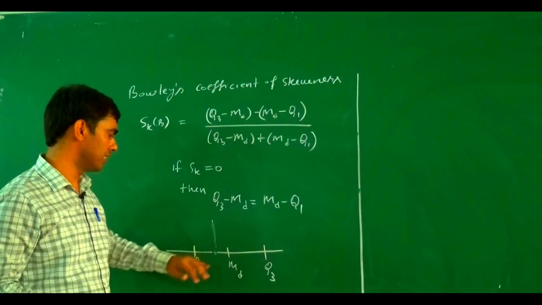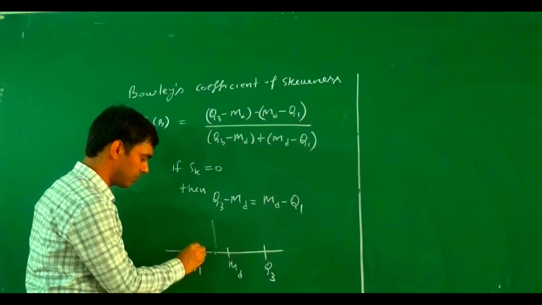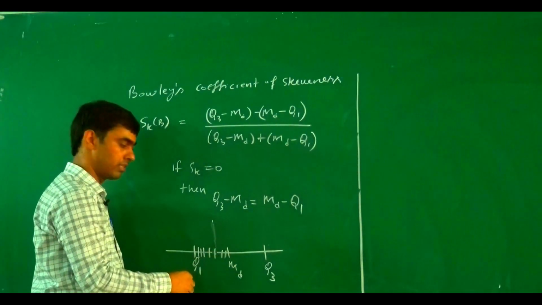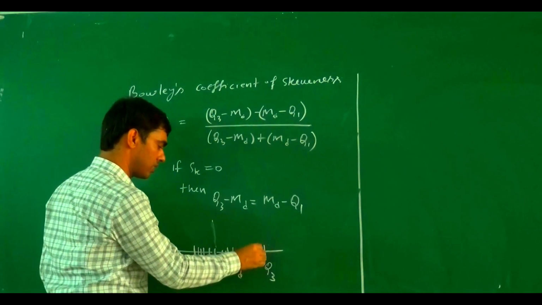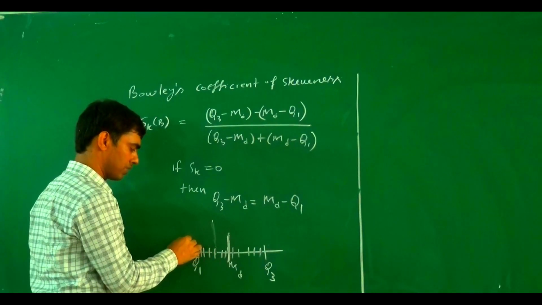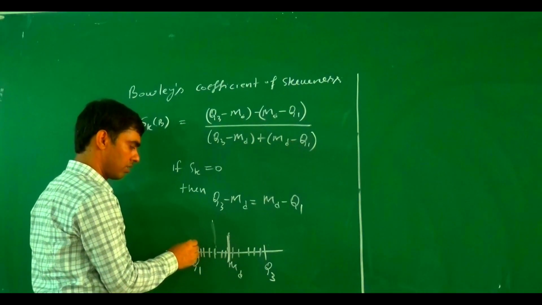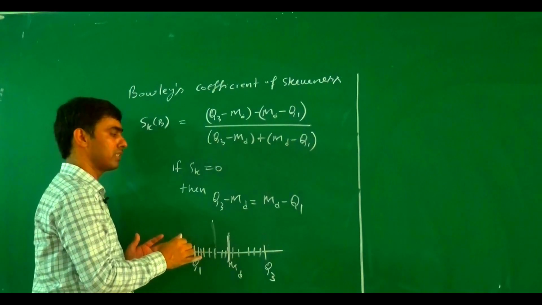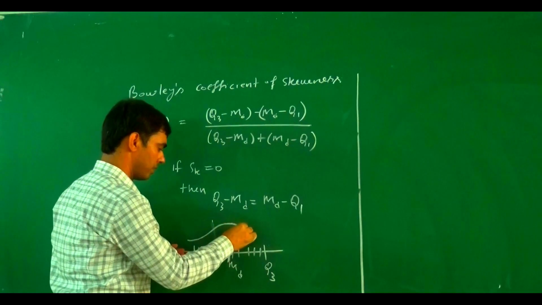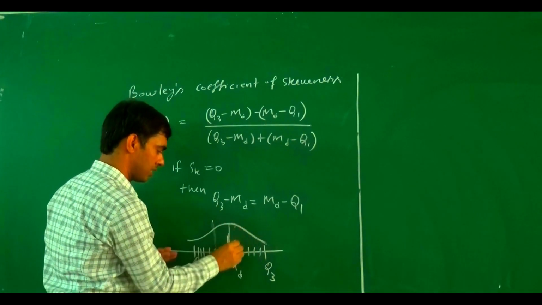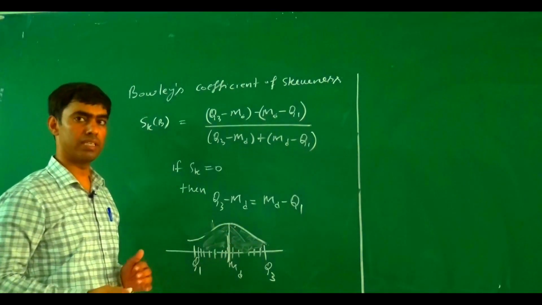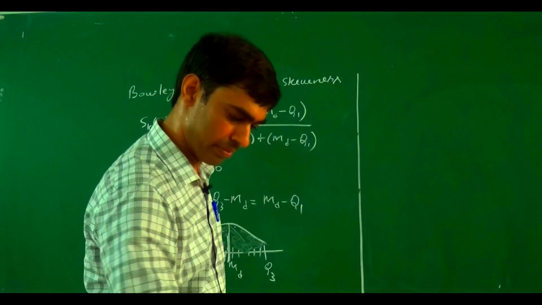So for Q3 minus Md, graphically, if this portion of the curve equals this portion of the curve, then we say that the curve is a symmetric curve. If this area equals this area, then this is a symmetric curve.